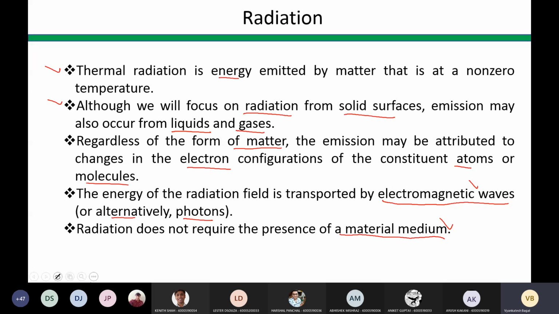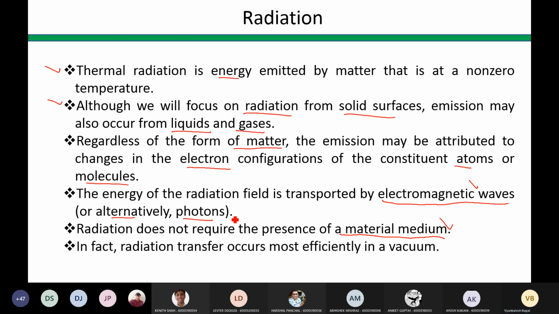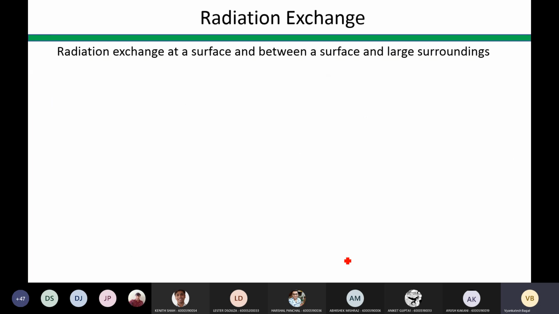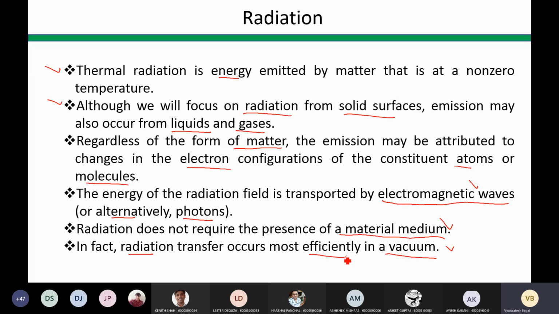Next point, the radiation does not require the presence of a material medium. I already explained this. In fact, when there is a vacuum, this is the effective way of heat transfer. Radiation is the more effective way. Just now I explained that in the absence of a material medium, meaning in case of vacuum, radiation heat transfer will be the more efficient way of heat transfer. Clear? These are the 5-6 points you should remember about radiation.